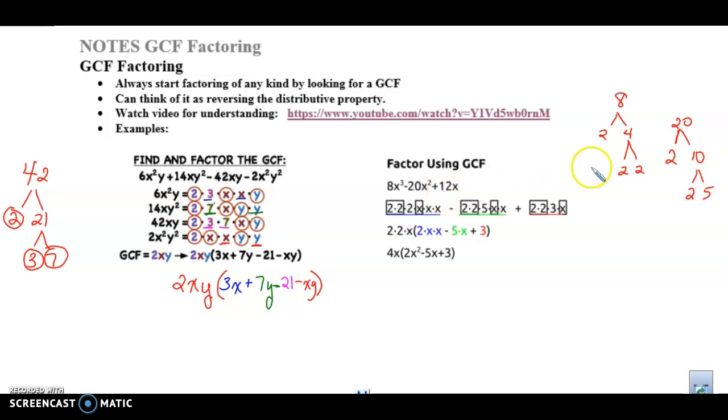And then 12, if I take 12, I can get 3 times 4. 4 is composite. 2 times 2. So I have 2, 2, and 3. So 2, 2, 3, and then there was an x. And then I can just go through and I can highlight or circle all that they have the same. They each have 2 2's. And we know 2 times 2 is 4. And then they each had an x.